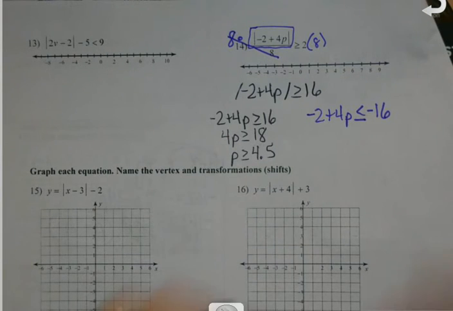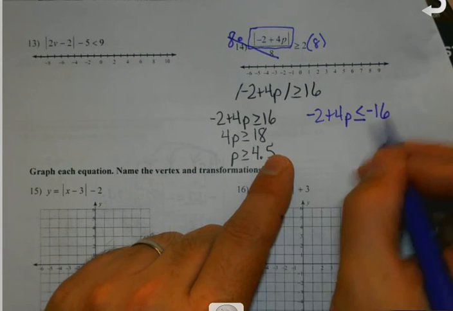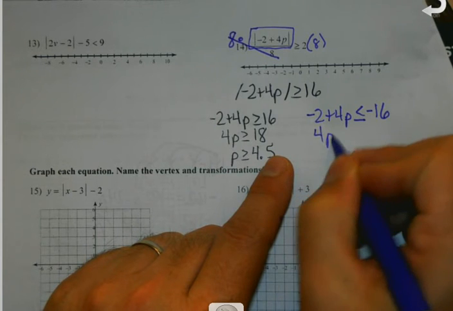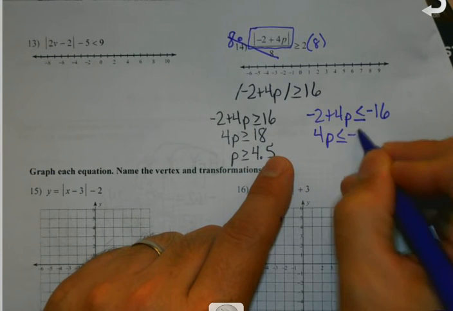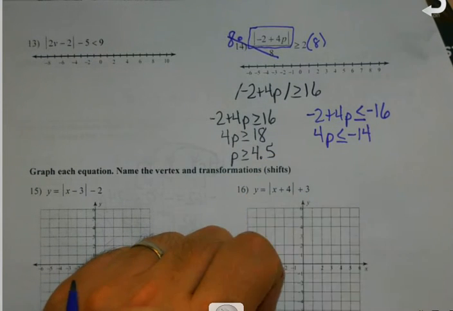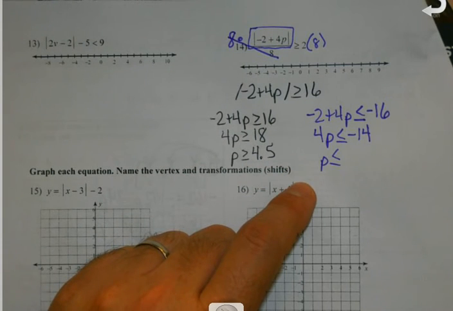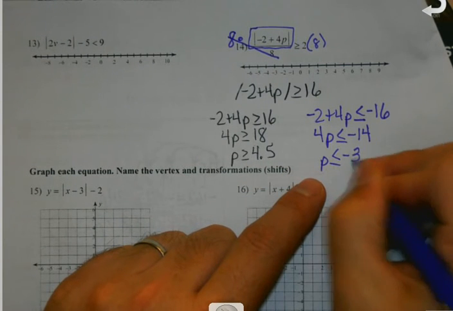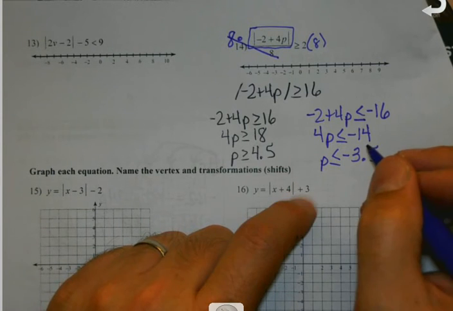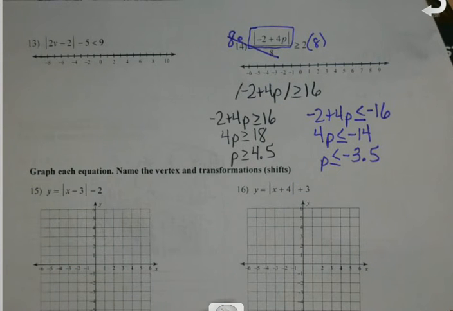And I got to do that for both of these. So again, I'm adding 2 to the other side. I want to avoid making silly mistakes. Let's see here. 7/8, 3.5, I believe.